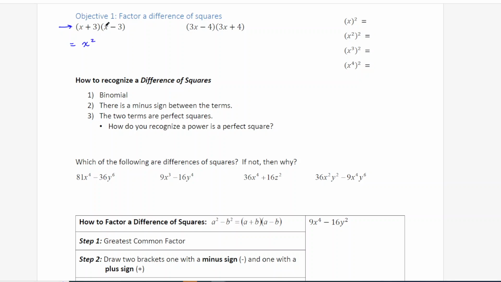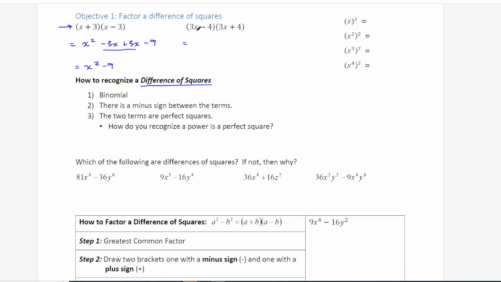So if I multiply x plus 3 times x minus 3, maybe you remember this from chapter 4, I would get x squared, and then maybe you skip the middle term because you know they cancel out, or maybe you don't. So x times x is x squared, x times negative 3 is negative 3x, 3 times x is 3x, and then 3 times negative 3 is negative 9. Like I was saying, those middle terms go away, and I'm left with x squared minus 9, which we're going to call a difference of squares. It's a binomial with a minus sign between it, and both of the terms are perfect squares, right?